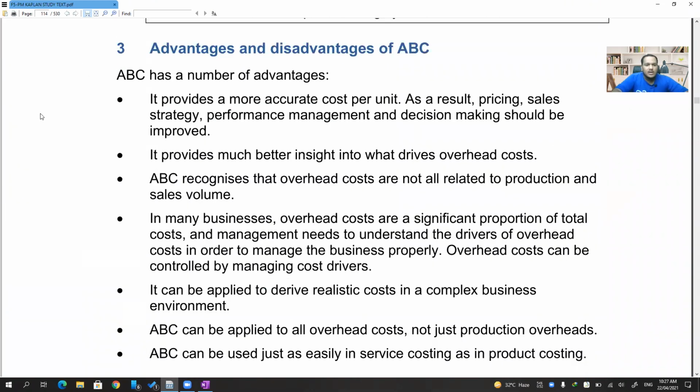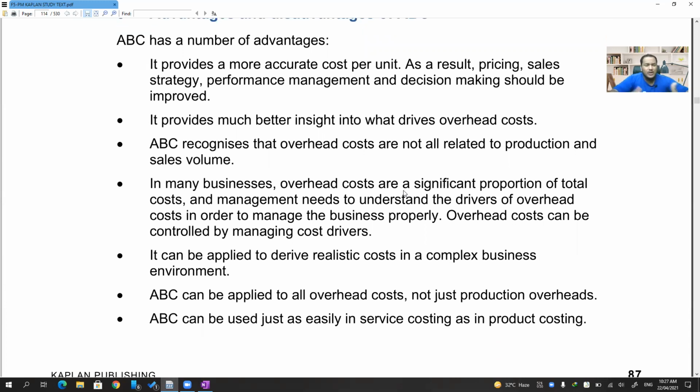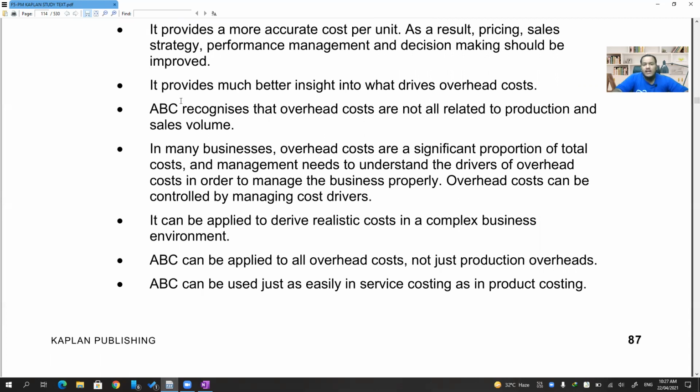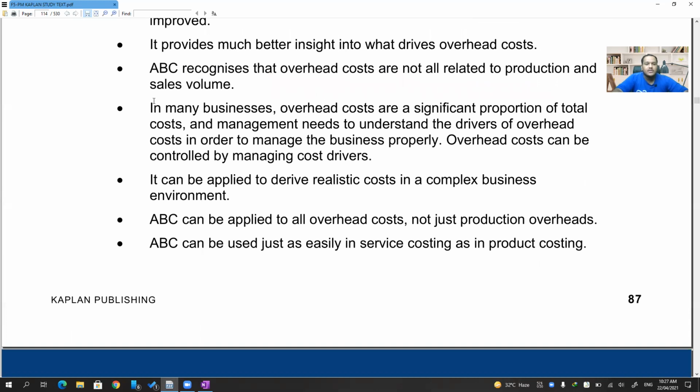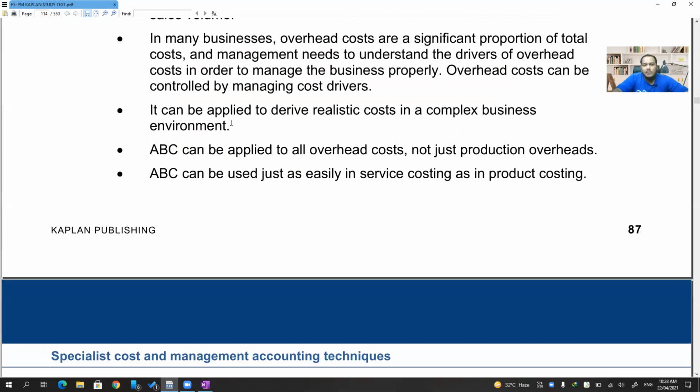Okay, next one. It provides much better insight into what drives the overhead cost, what the different cost drivers are, what the different overhead absorption rates are, everything. You can get more accurate and clearer information. It recognizes that overhead costs are not related to production cost or sales volume or labor hours or machine hours. All of them require different cost drivers. And in many businesses, overhead costs are a significant proportion, so allocating them better to each unit makes more sense. It can be applied to derive realistic costs in complex businesses as well.